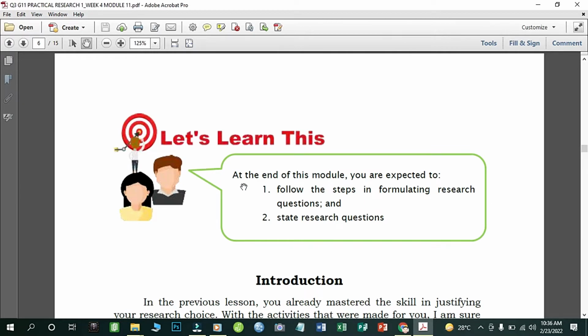Then our objectives. At the end of this module, you are expected to follow the steps in formulating research questions, and number 2, state research questions.